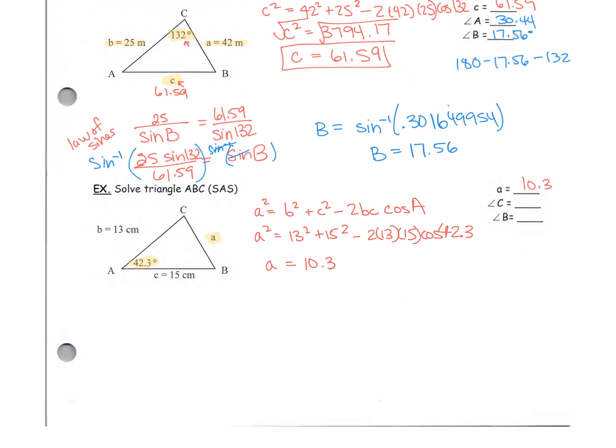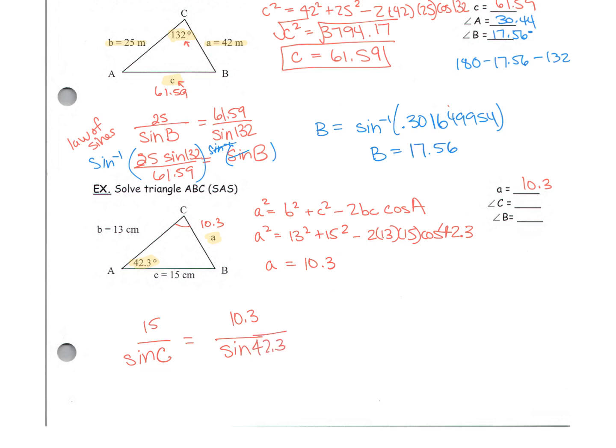So now that I've used my law of cosines once, I now can use my law of sines. This is when I'm going to flip it back to my law of sines, and I have the option. I could solve for either angle C or B. It doesn't matter. I'm going to go for angle C. So you'll notice angle C has 15, the side c is 15 centimeters across from it. So 15 over sine of C equals this new 10.3 I just found over sine of 42.3.